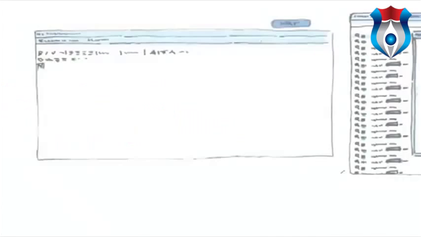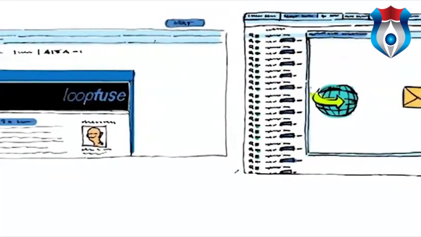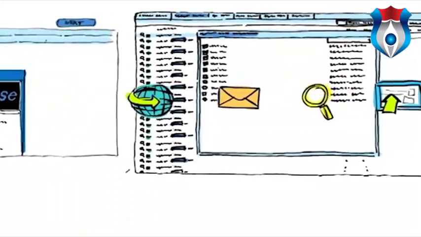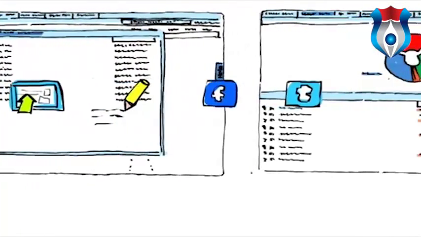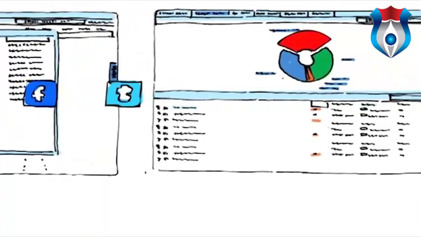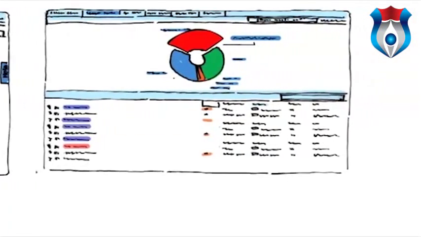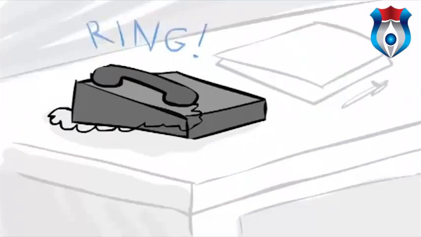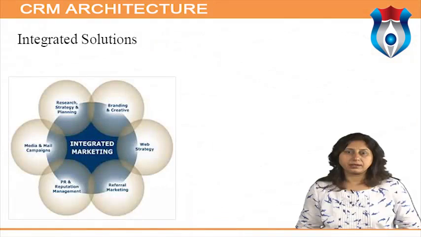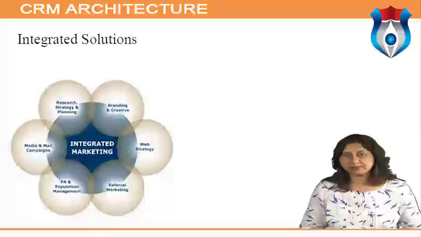It covers all the important channels like web, email, search, display, blog, and social networks, and provides a super intelligent interface for creating and managing your multi-channel campaigns in one spot. LoopFuse removes the operational burden from your marketers and lets them focus on building positive relationships with your integrated solutions.